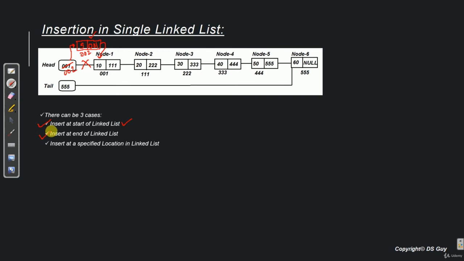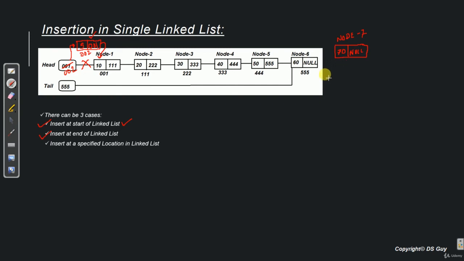For that, the steps again remain very similar. That is, first we create a blank node. Let's say this new node is node 7. The second step is we have to insert a value. Let's say we want to store 70 here. The next thing we want to do is initialize its reference with null, because there is no more node after this node.